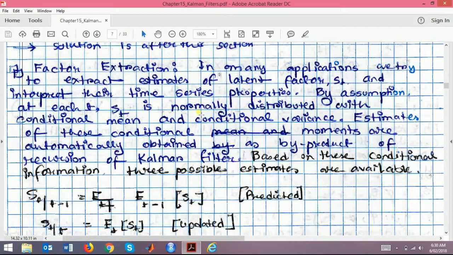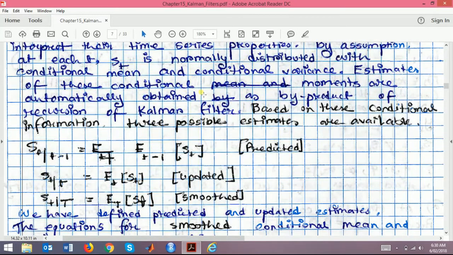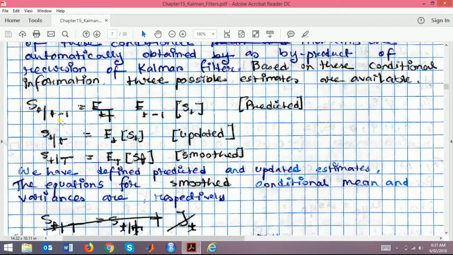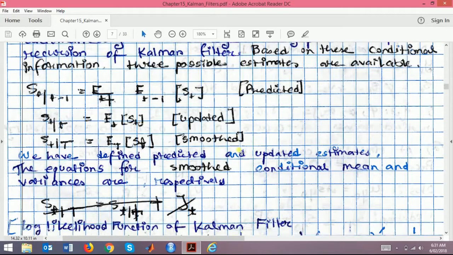Indeed, we need these estimates of conditional mean and variance in our observation phase and for the updating phase. Based on this conditional information, three possible estimates are available. S_t|t-1 is the predicted estimate, the expected value of S_t given information up to t minus 1. S_t|t is the updated estimate, and S_t|T for the entire time period is the smoothed estimate. So predicted, updated and smoothed. We are already familiar with predicted and updated.